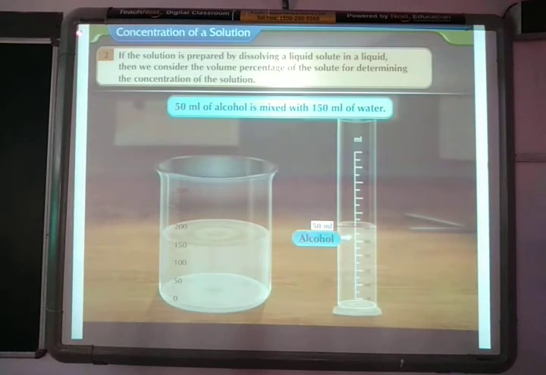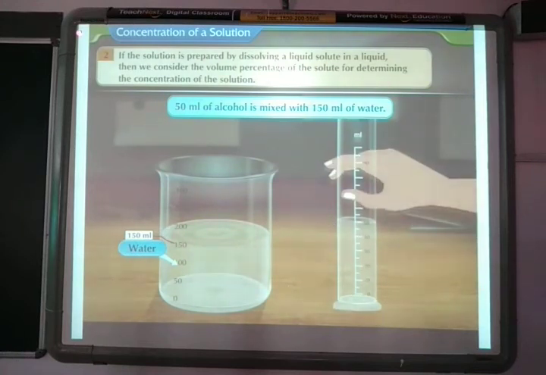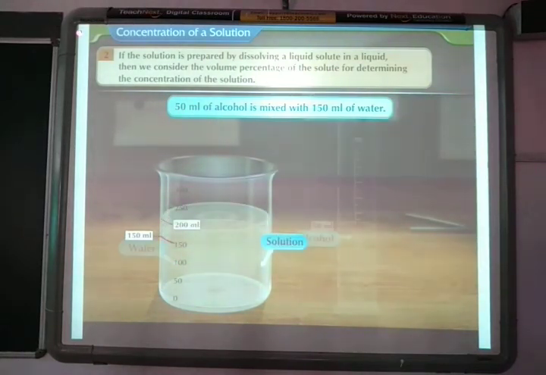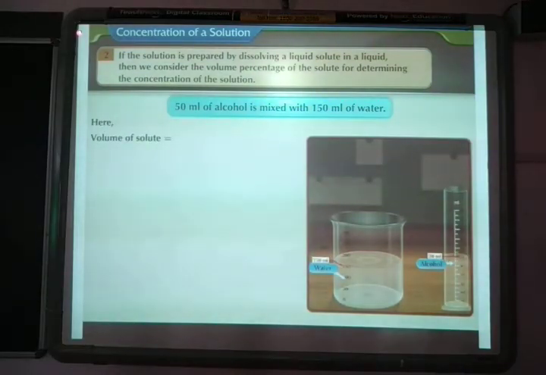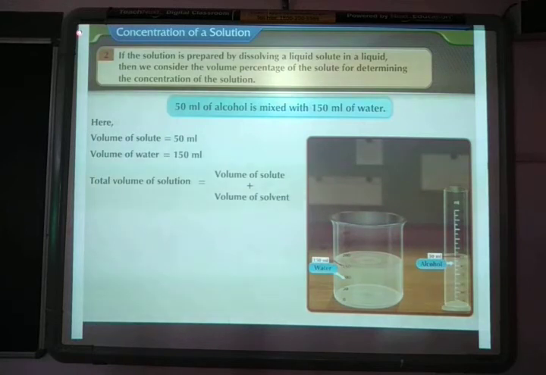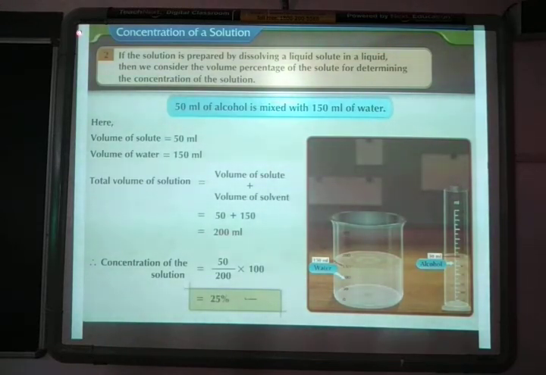If 50 ml of alcohol is mixed with 150 ml of water, here volume of solute equals 50 ml. Volume of water equals 150 ml. So, the total volume of solution equals volume of solute plus volume of solvent equals 50 plus 150 equals 200 ml. Therefore, concentration of the solution equals 50 divided by 200 multiplied by 100. That is equal to 25% by volume.